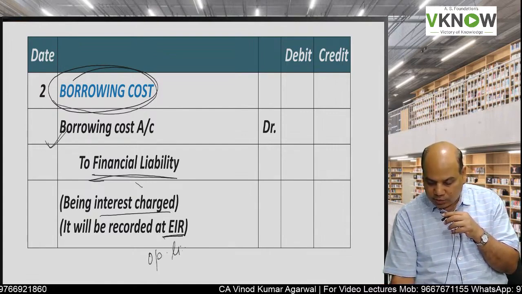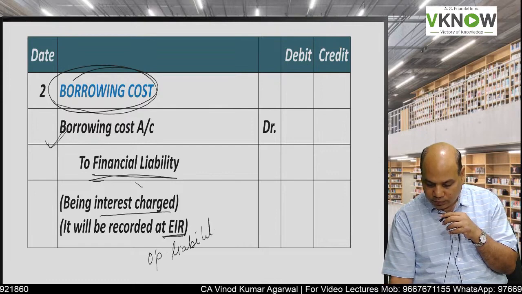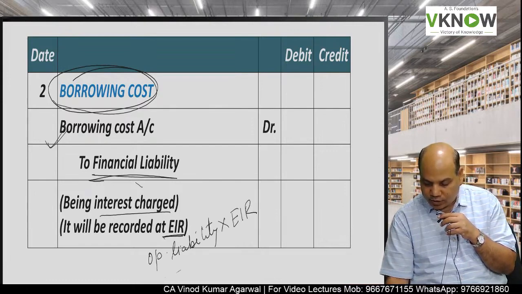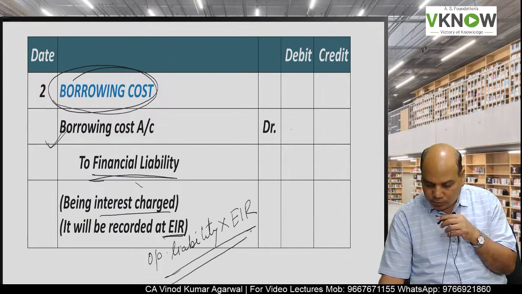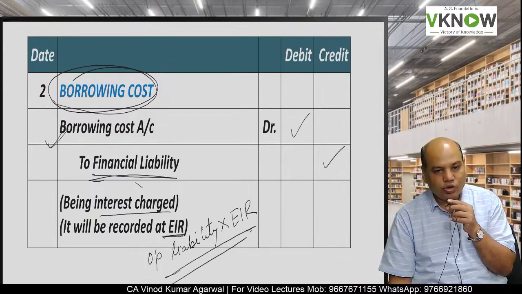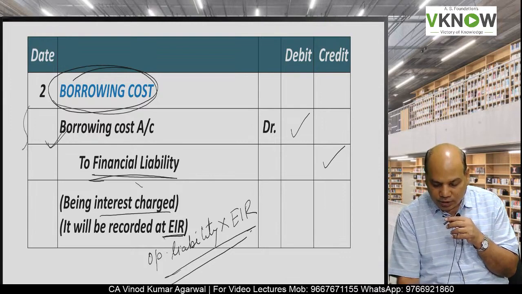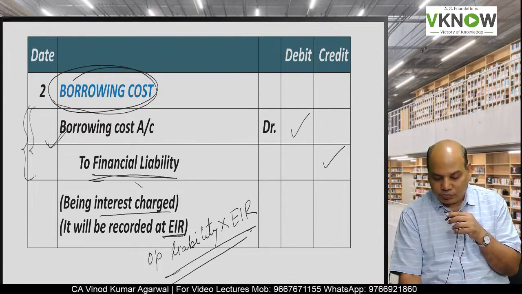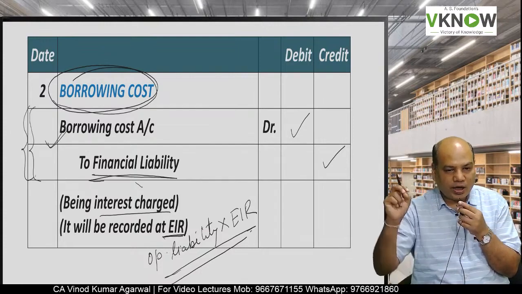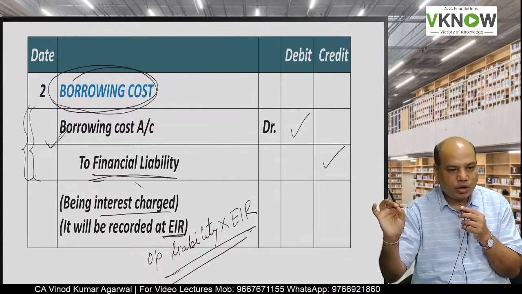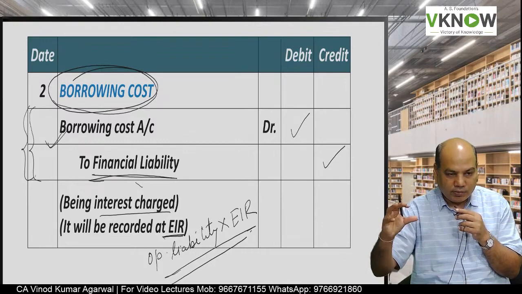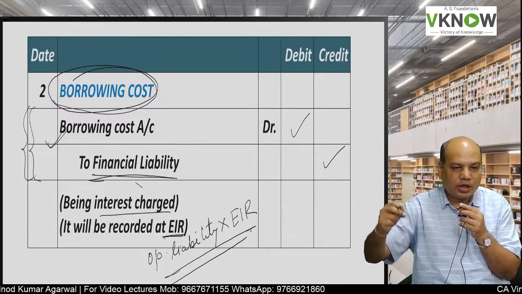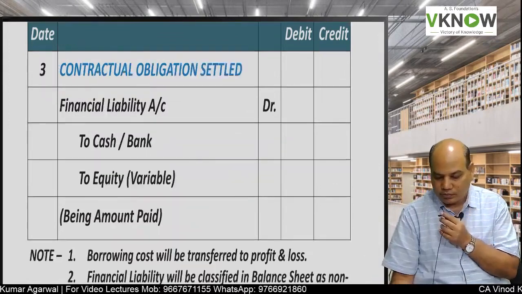So opening liability you will take multiplied by effective interest rate, that will give you the borrowing cost. This amount you will record. Highly tested in the exam, sometimes they will say that the company has recorded the interest based on actual payment. We don't record on the basis of actual payment. We will record by applying effective interest rate on the opening balance.